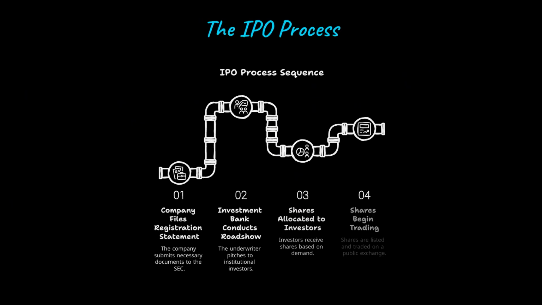Mechanically, the company hires an investment bank to underwrite the offering. The bank helps file a registration statement with the SEC, prepares a prospectus disclosing financials and risks, and runs a roadshow to gauge institutional investor demand. The offering price is set based on that demand, and on IPO day, shares begin trading on the chosen exchange.